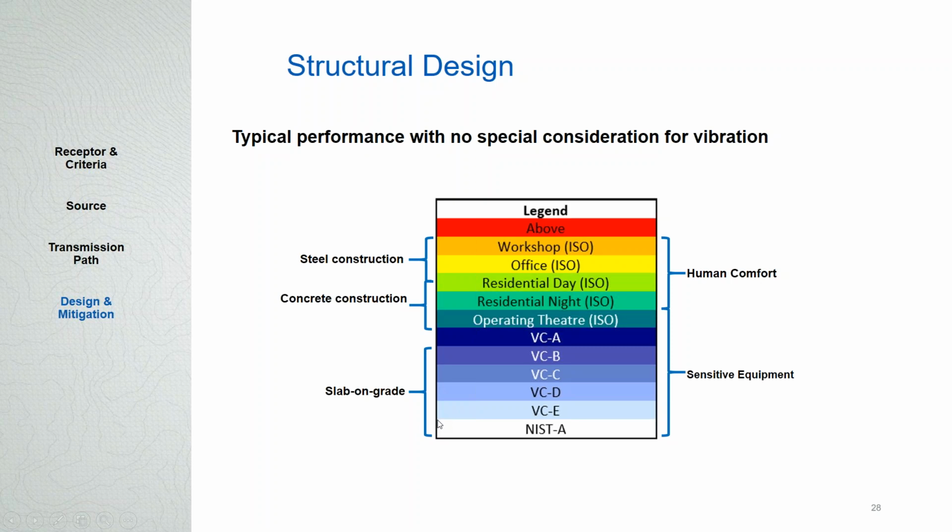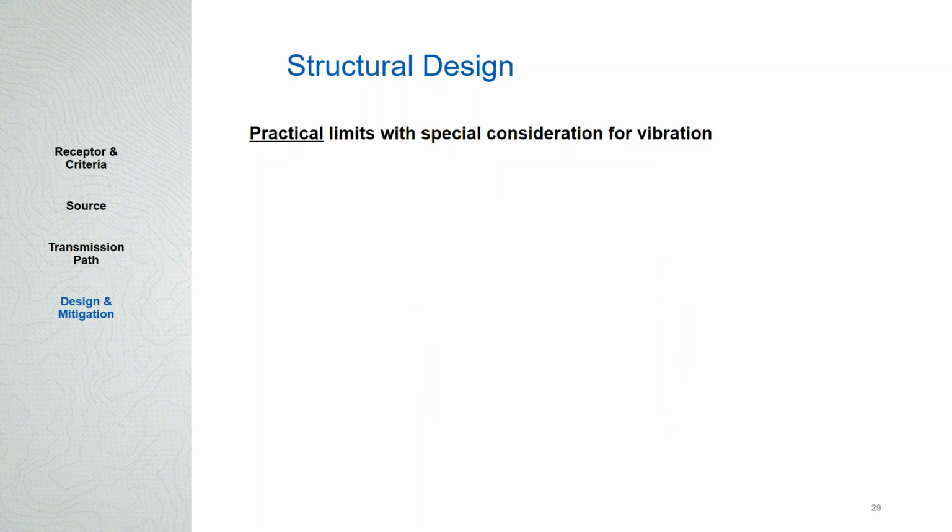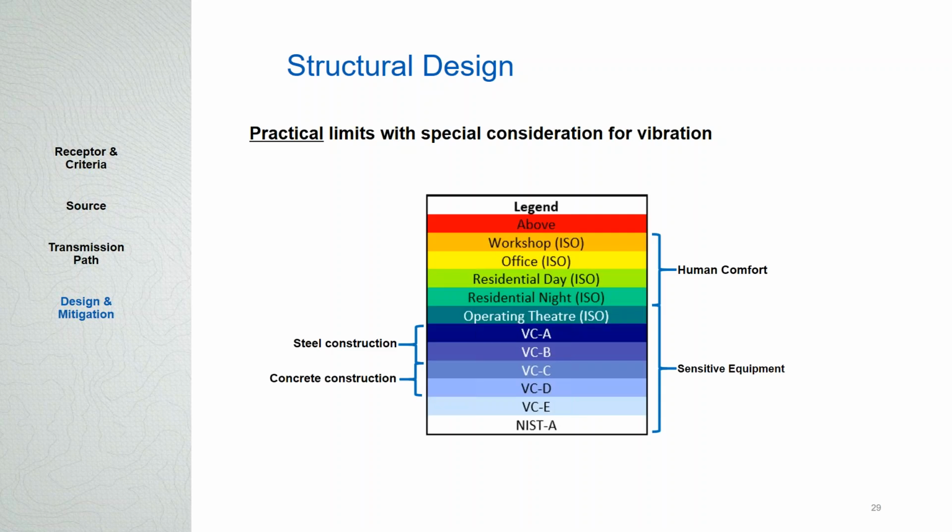So this is important because this is saying if we just design for strength and don't consider vibration, both concrete construction and steel construction is likely not going to get us to the range where we need to be for most lab environments. But if we do some mitigation, here's practically where we can get to. And so here's an example of what we've generally found. These are all very rough numbers, of course. Don't take this to the bank or anything.